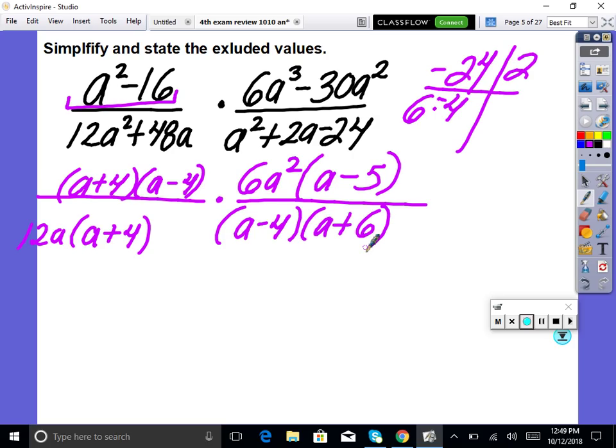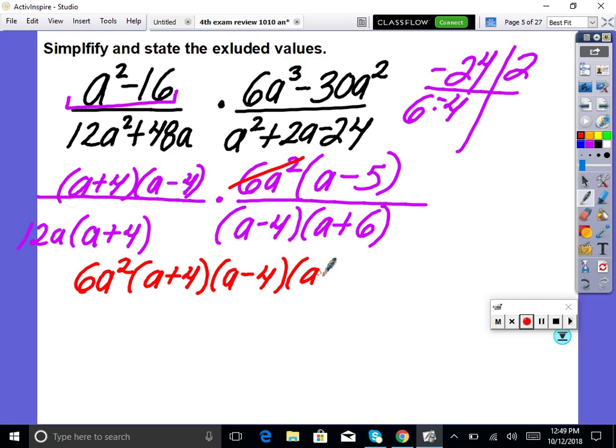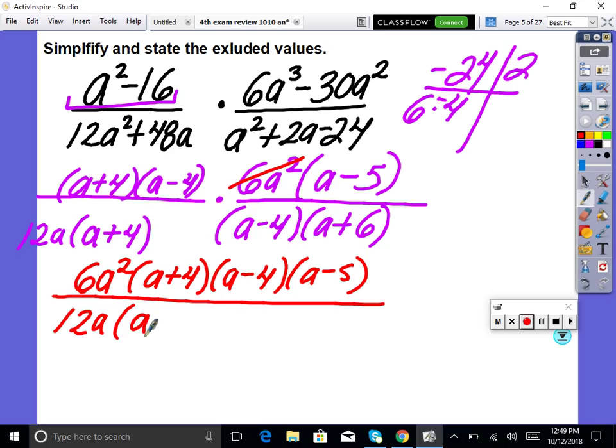So now when multiplying, we multiply straight across, but don't actually multiply. So everyone, think about it. I rewrite the 6a squared in front just because it's considered prettier. We have an a plus 4. This is a times sign, remember, but you do not actually multiply it out. On bottom, I have a 12 and an a. Then I have an a plus 4, a minus 4, and an a plus 6.